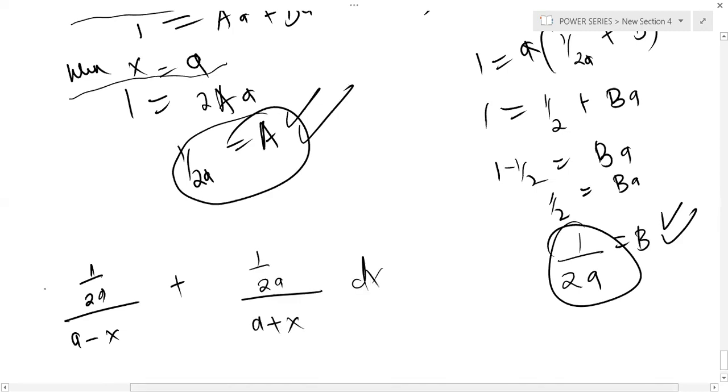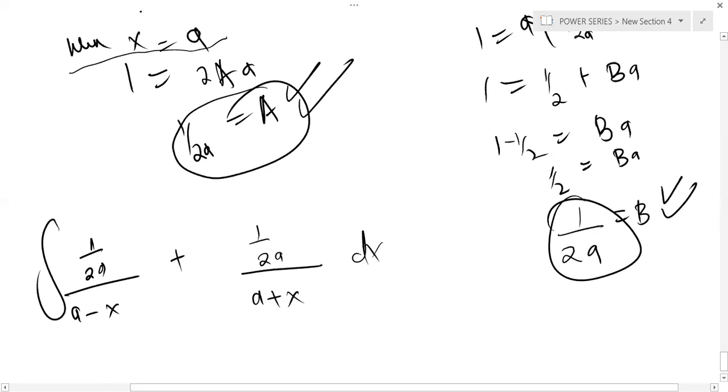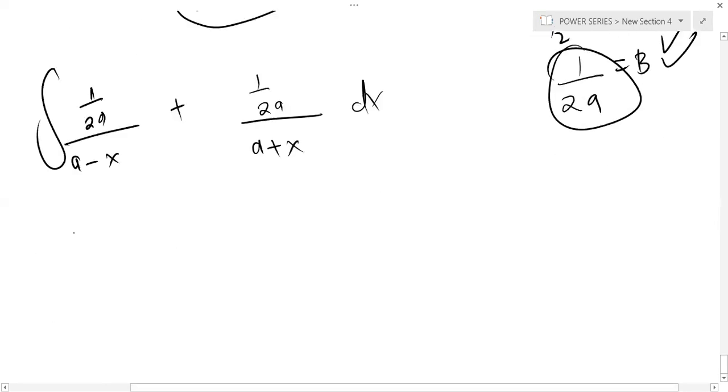This is what we are supposed to now integrate, which should be very simple because in both cases we just get ln. When I'm integrating the first one, what about when X is equal to A and X is equal to minus A? Now, guys, that should also work.